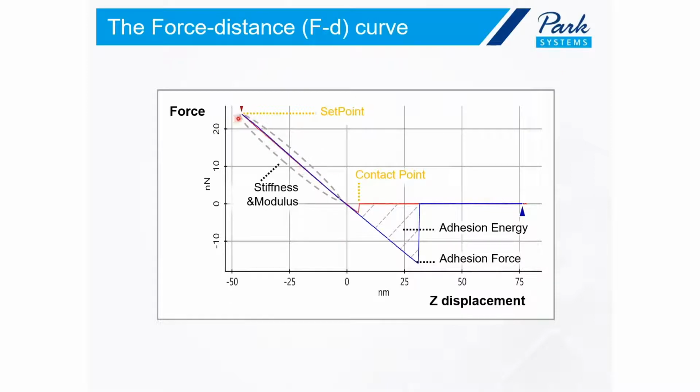We tell the software to go up to 20-25 nanonewtons of force, and then the Z piezo starts returning back. This is the blue curve. And then suddenly it snaps out of the surface and loses contact. And this snap out point is the adhesion force. That's how much adhesion there is between the cantilever tip and the surface.